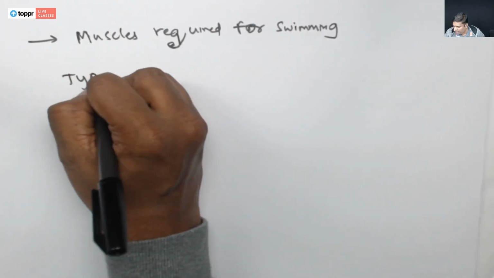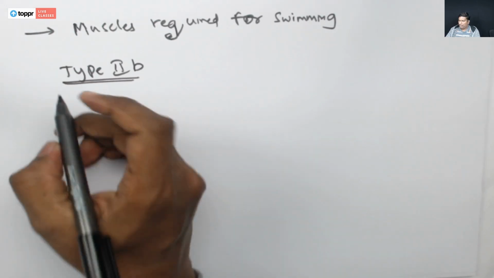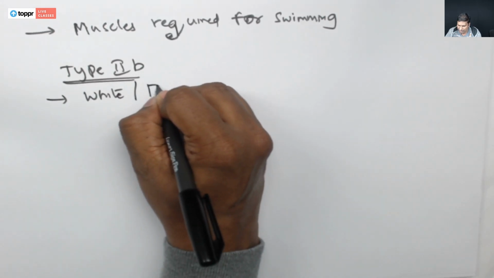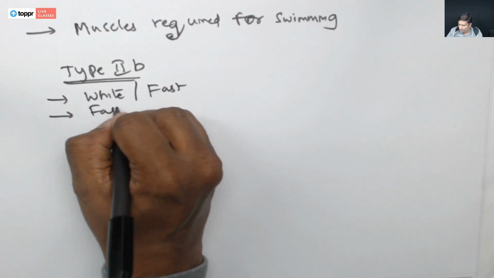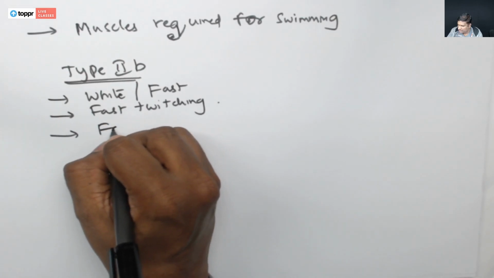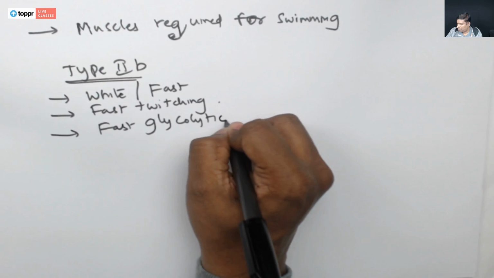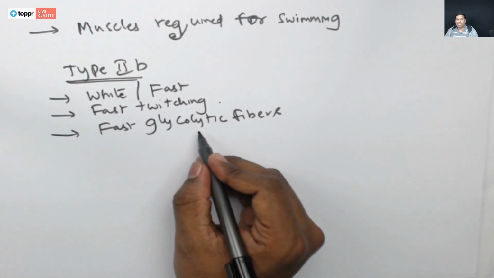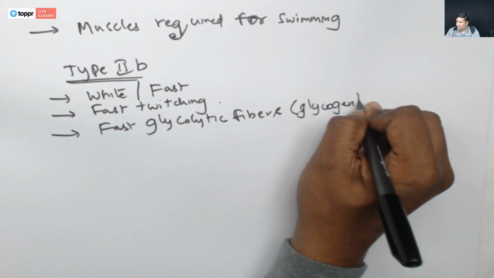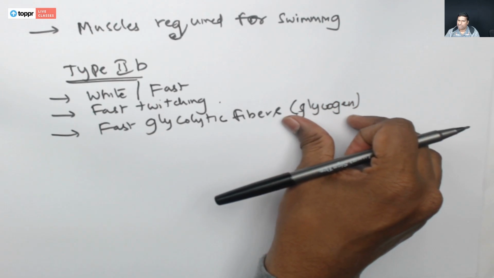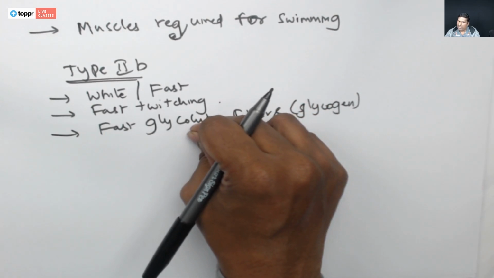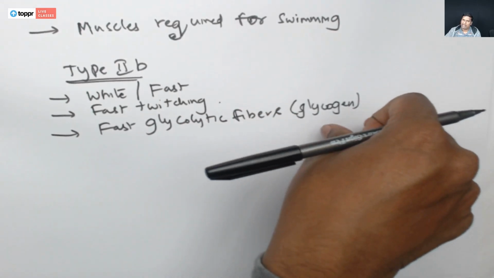Then you have the final type, which is type 2B. Based on the morphology, these are white and they are fast, and the name given to them is fast twitching. These are also called fast glycolytic fibers. The reason they get this name is that in these muscles you will see glycogen storage, and glycogen is nothing but a polymer of glucose. Glycogen is very quickly broken down to glucose, and that glucose is finally oxidized to give the energy required for these fibers.